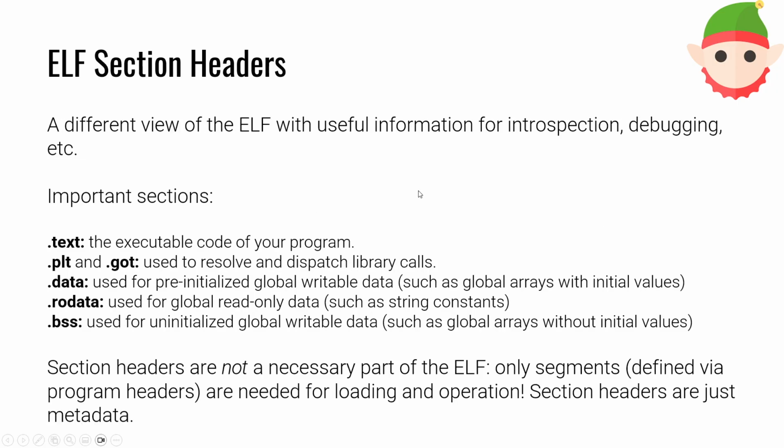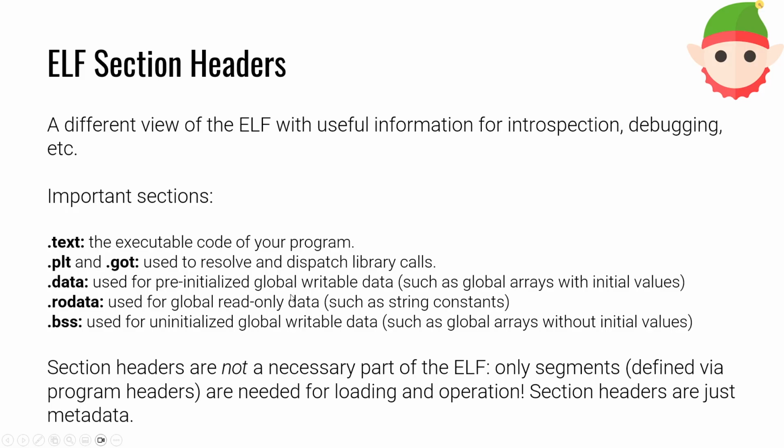When we're looking at defining the sections within an ELF, we need to understand that there are some important sections. The .text section gives us the executable code. Then we have PLT and GOT, which are used to make library calls. Then we have .data, which contains our global writable data. Then we have .rodata, and then the BSS.